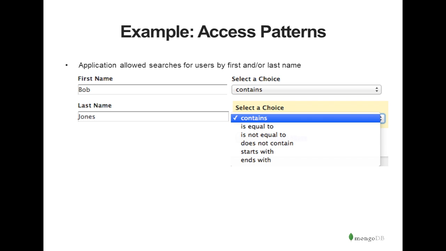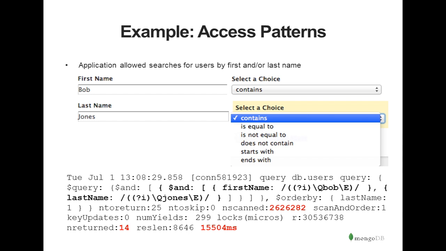The problem was it wasn't very performant. Here's an example of the log file where it's doing a query for Bob Jones. You can see in red there that it had to scan 2.6 million documents only to return 14 of them. And oh, by the way, it took 15 seconds to do that. So this was a system that could not handle this particular query pattern.